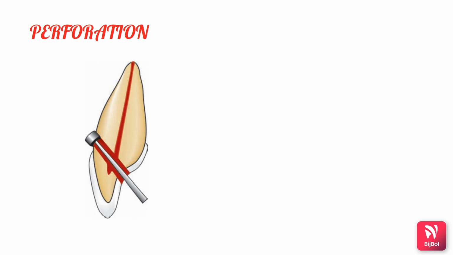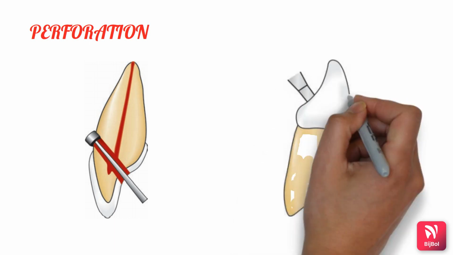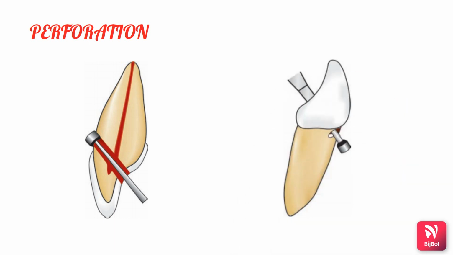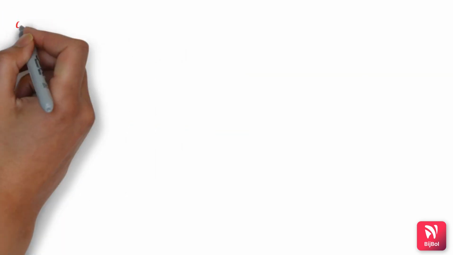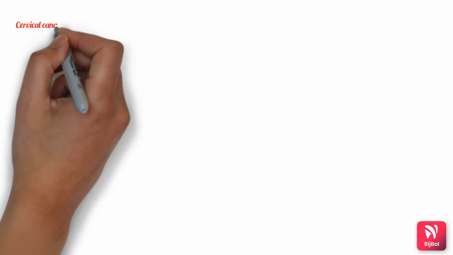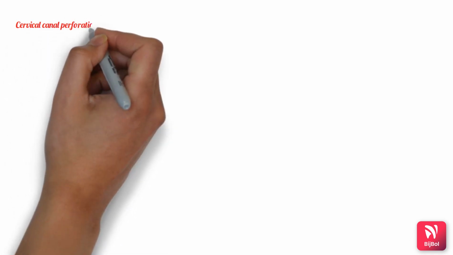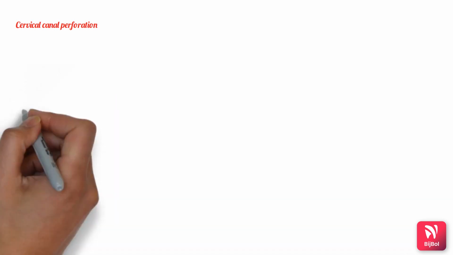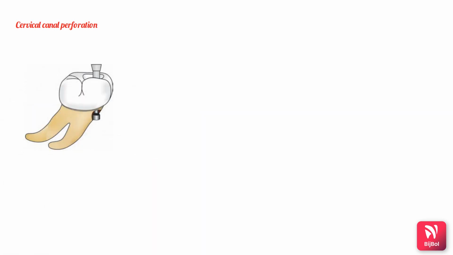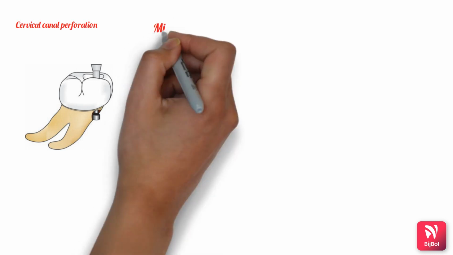Now we'll see about the perforation. Perforation is defined as a mechanical or pathological communication between the root canal system and the external tooth surface. It can be at the cervical level, midroot level, or the apical level. The cervical canal perforation occurs while locating the canal orifice or flaring the coronal third. There would be a sudden appearance of blood from the canal, which is a sign of the perforation.